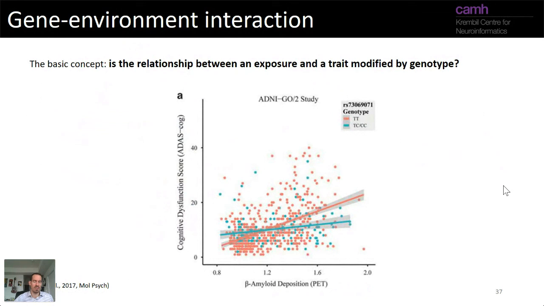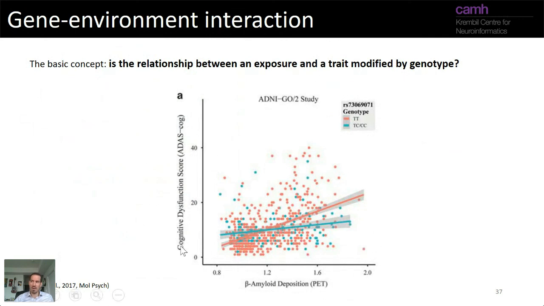Here's an example of a gene-environment interaction. A study, again, this is in Alzheimer's disease. Our y-axis is cognition. It's actually a score of cognitive dysfunction. And so that means the higher value is worse cognition. And on X is one of the proteins that is thought to cause Alzheimer's disease. It's certainly a diagnostic requirement, this beta amyloid protein. And this is measured with neuroimaging.